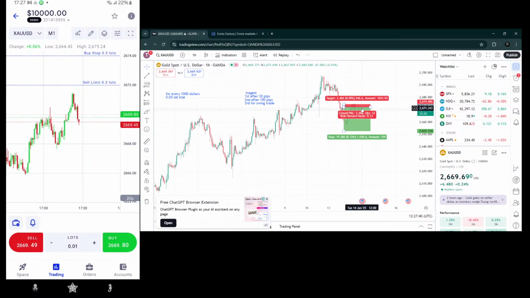Market hit 2671.343 but didn't hit 2672. But we'll wait, because if we go here, then the difference will be bigger.